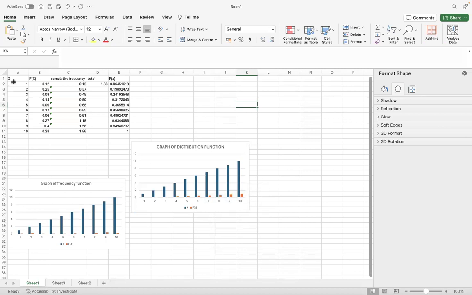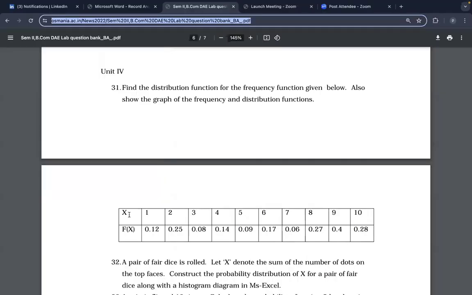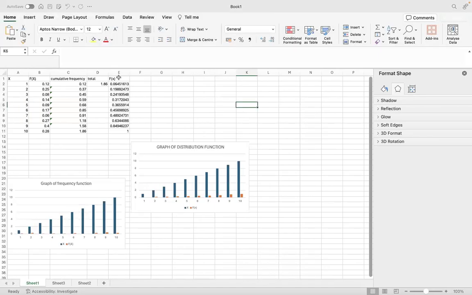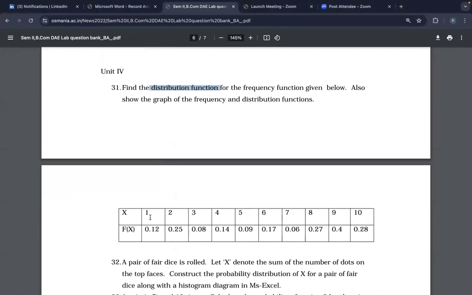As you can see in the question, they are asking us to find the distribution function. The distribution function is represented by capital F of small x, F(x). And they have given f of capital X, which is nothing but the frequency function. The frequency function is given, and you have to find the distribution function. So how do you find that?